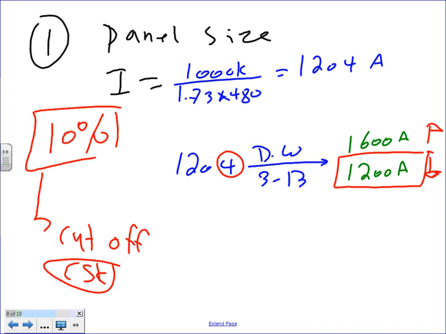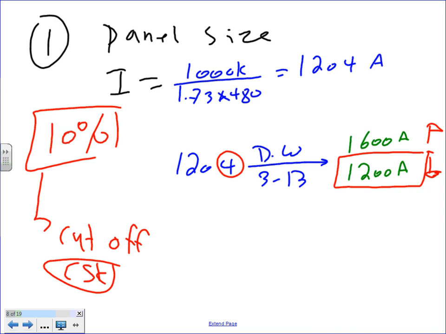Now, what I wrote here, again, CSK, meaning if nobody agrees with it, throw it out the window, no hard feelings. That's my personal cutoff. If I'm within 10% above a panel, especially at higher amps, and again, this is really my personal cutoff, 10%, meaning if I have 10% over 1200 amps, I feel comfortable going down to 1200 amps. Higher than that, I like to go up.